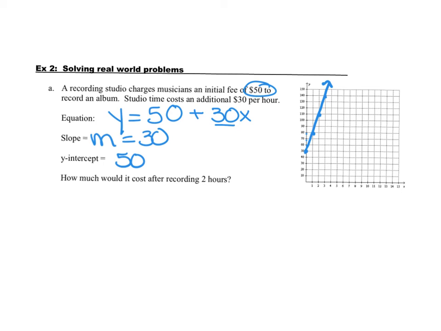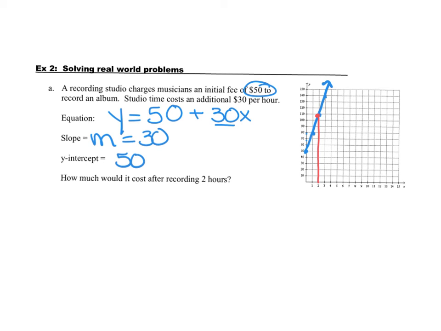So let's take a look here. It says, how much would it cost after recording 2 hours? So let's go ahead and we're going to come over to the 2 and we're going to go all the way up and see where it's meeting. Well, it's meeting at the 110. So we would know that it costs 110.